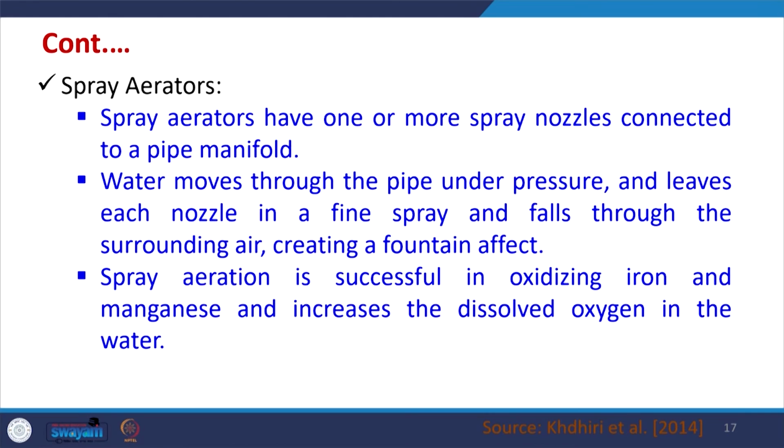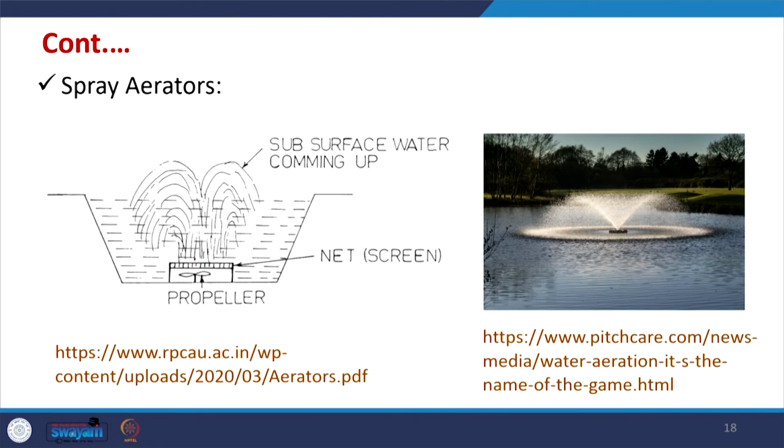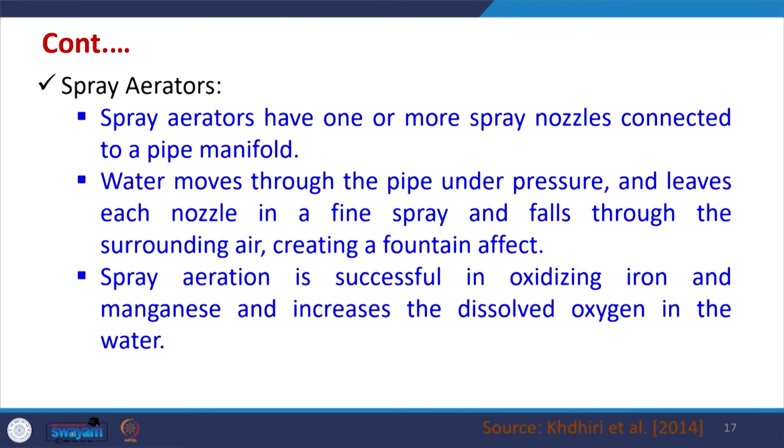Then we have spray aerators. They have one or more spray nozzles connected to a pipe manifold. You can see the spray aerators here. We have seen a lot of these in any lake or reservoir. This is very common. Water moves through the pipe under pressure and then leaves each nozzle in a fine spray and falls through the surrounding air, creating a fountain effect. And spray aeration is successful in oxidizing, again the same things as earlier.